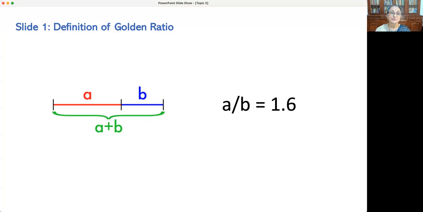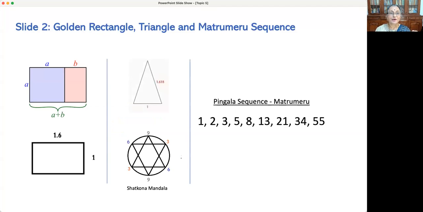Let's proceed to slide 2. Golden ratios are also observed in other geometrical forms such as rectangles and triangles. A golden rectangle has the dimension of the length and breadth in golden ratio. Similarly, in a golden isosceles triangle, the hypotenuse and the base length are in golden ratio of 1.6.